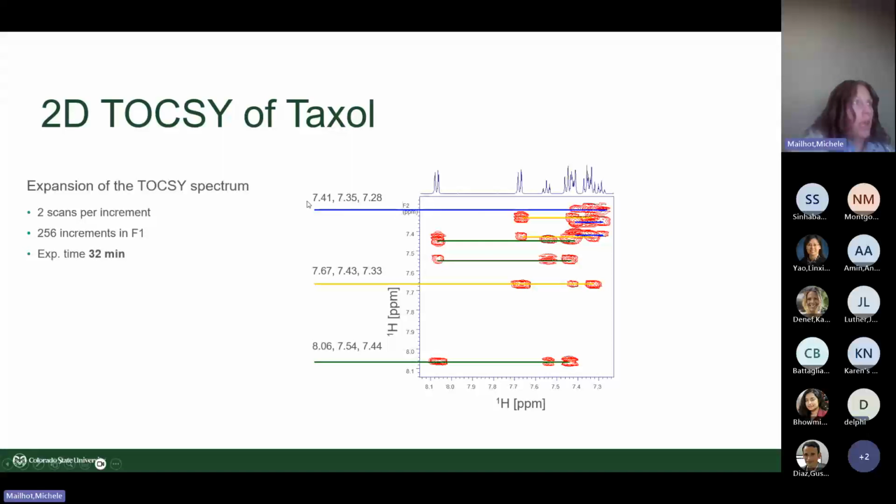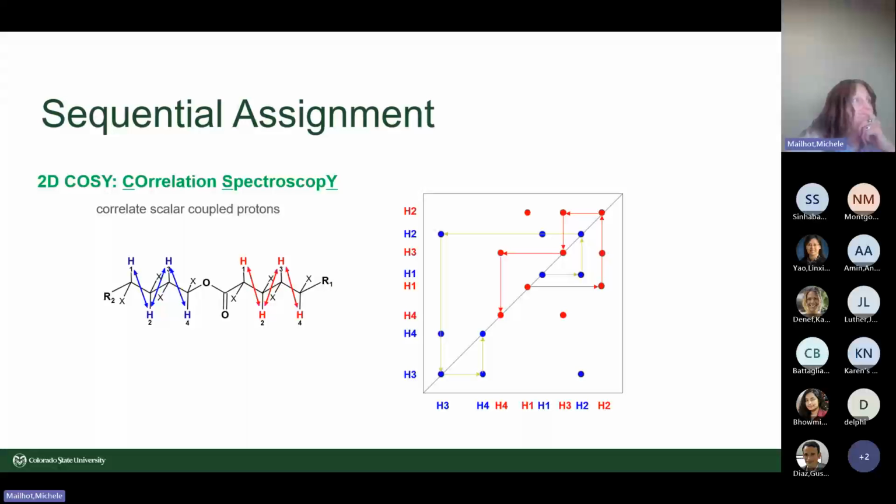If you look at the blue line, this is 7.41, 7.35, 7.28. Again, these blue ones are connected to each other, but not to any of the other cross peaks. And then the yellow one here in the middle is the same. These guys are connected to one another. So this helps you get these little pockets of substructure.